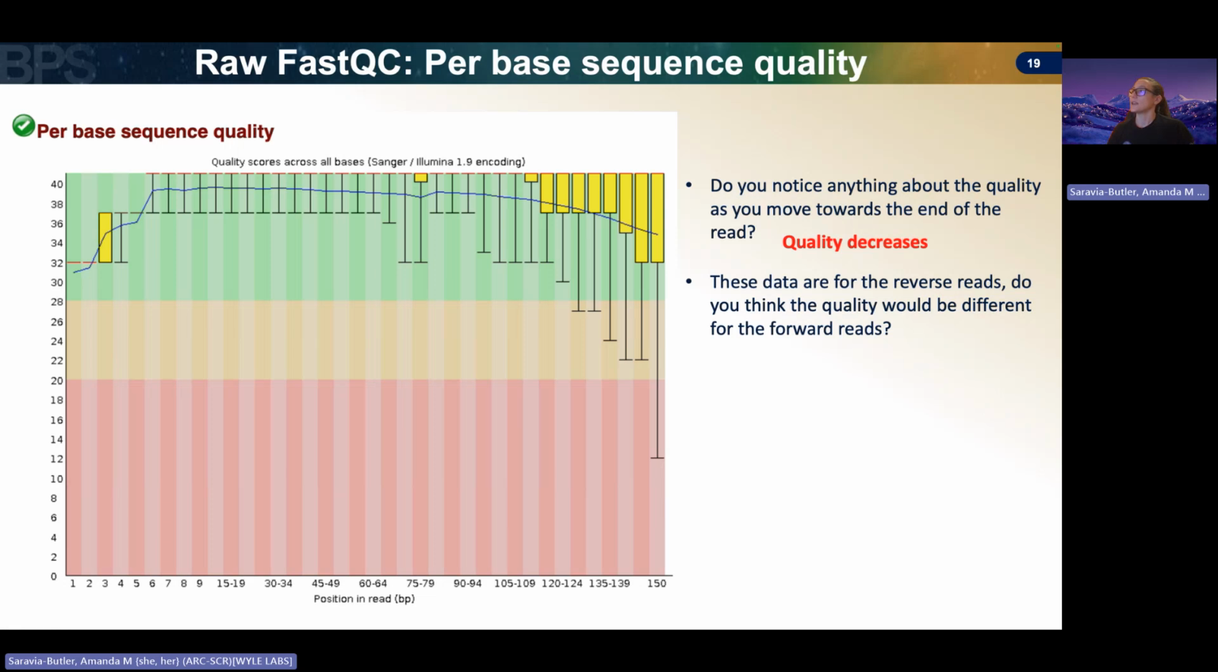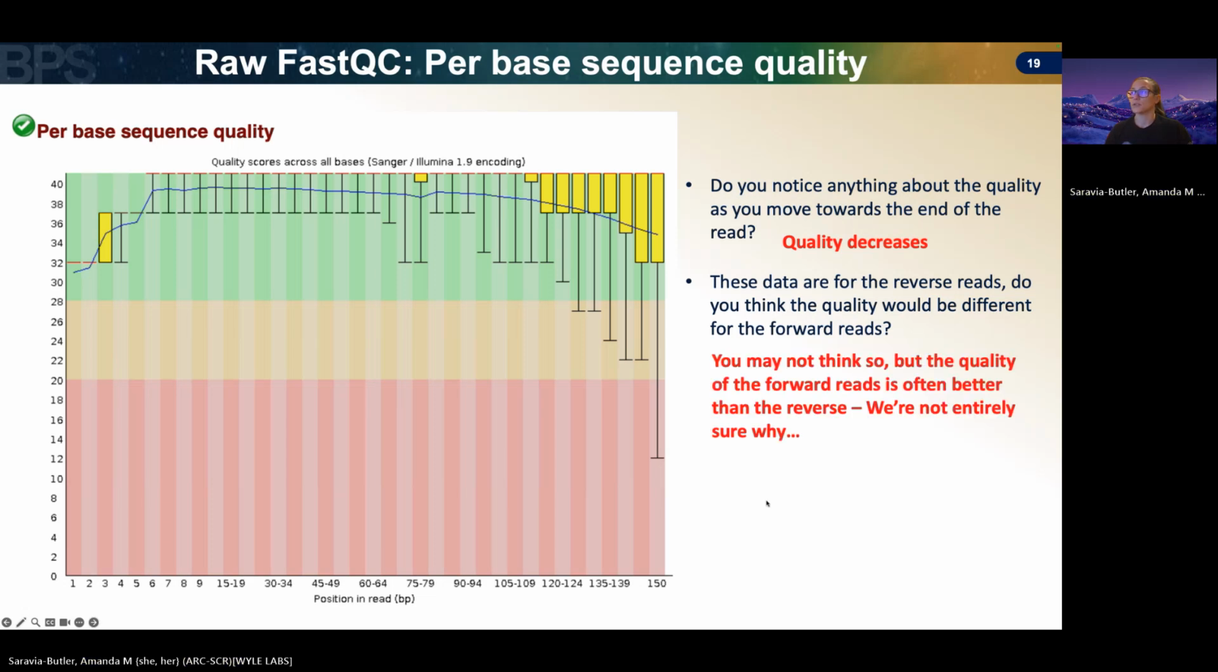Also, these data are for the reverse reads. Do you think that the quality would be different for the forward reads? Although you may not think so, the quality of the forward reads is often better than the reverse reads. We're not entirely sure why, but it may be due to the fact that the reverse reads are sequenced after the forward reads, and therefore the template cDNA and or the other reagents may have already degraded slightly, reducing the quality of those reverse reads.